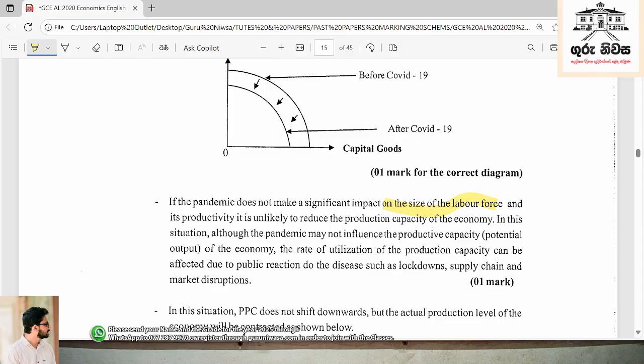This situation, although the pandemic may not influence the productive capacity or potential output, the rate of utilization of resources and production capacity can be affected due to public reaction to the disease, such as lockdowns and supply chain and market disruptions.